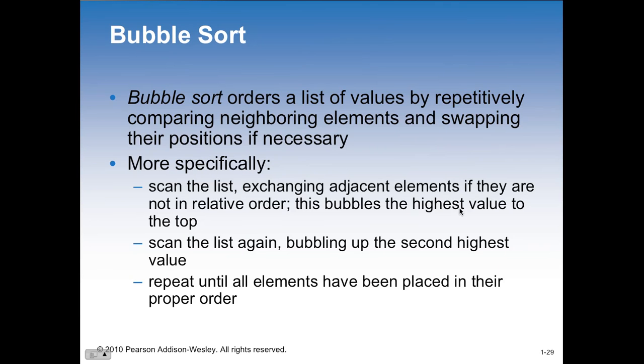The bubble sort. So the bubble sort orders a list of values by repeatedly comparing the neighboring elements and swapping their positions if necessary. So more specifically, we scan the list, we exchange adjacent elements if they are not in relative order. So if they are in order, we don't have to exchange them. Bubbles the highest value to the top and scans the list again, bubbling up to the second value, repeating until the elements have been placed in their proper order.